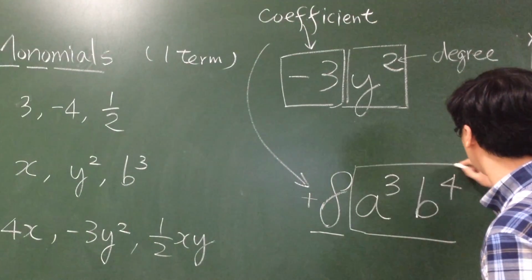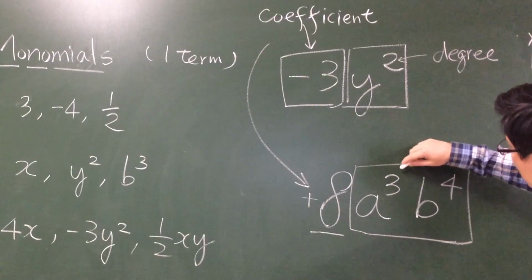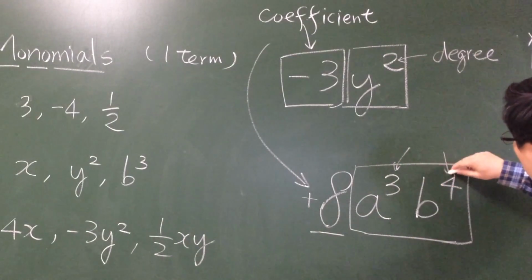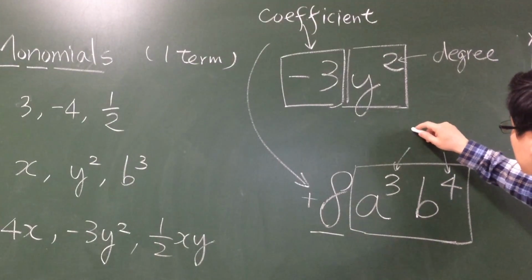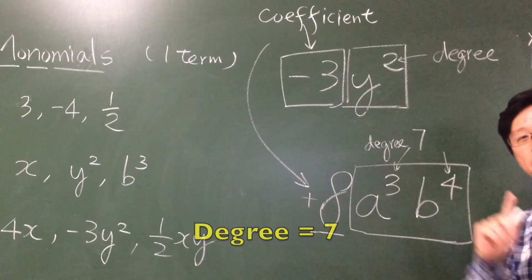So this part is the product of two variables. This is of degree 3, this is of degree 4. Therefore, the total degree of the whole term is 7. This monomial is of degree 7.